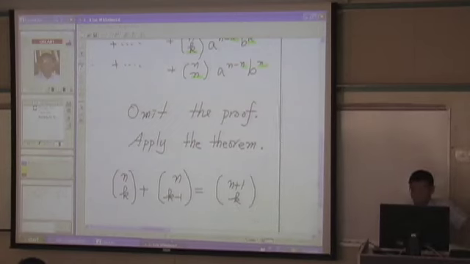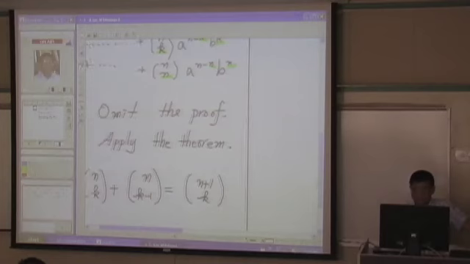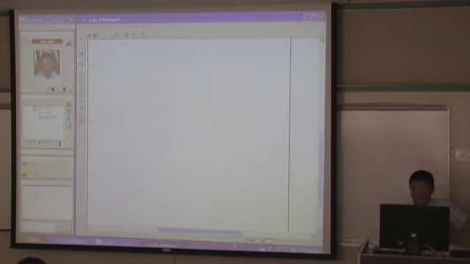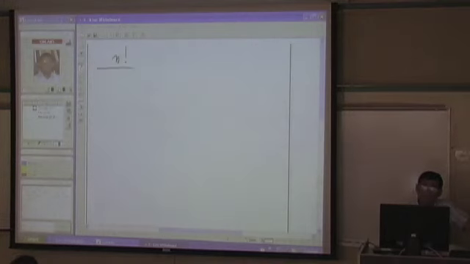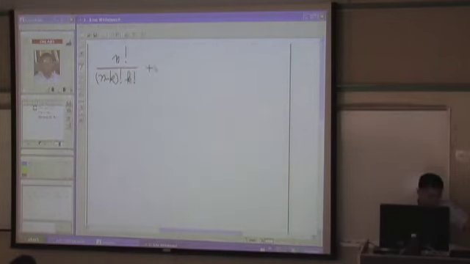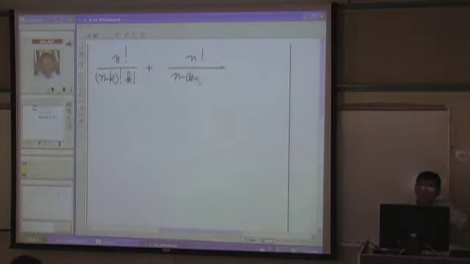I will prove this thing on the right side, and take a look. What is n choose k? N choose k is n factorial over n minus k factorial, and then k factorial. And what is n choose k minus 1? The same n factorial, and then n minus k plus 1 factorial, and then k minus 1 factorial. Do you follow me?